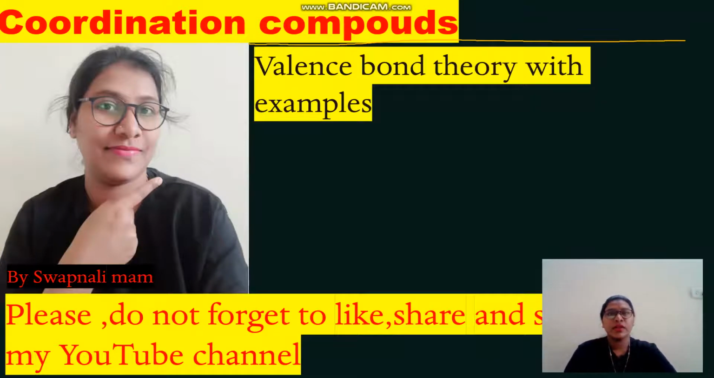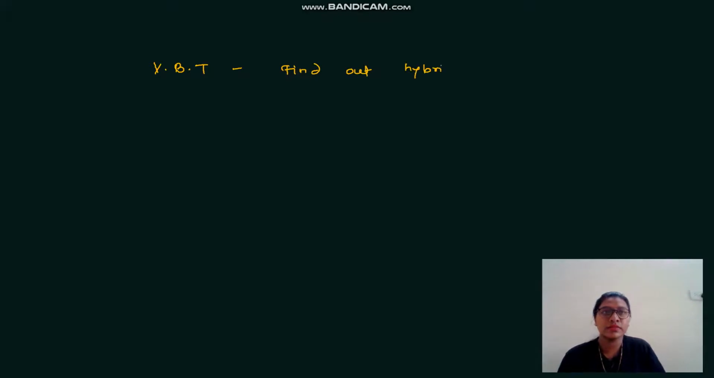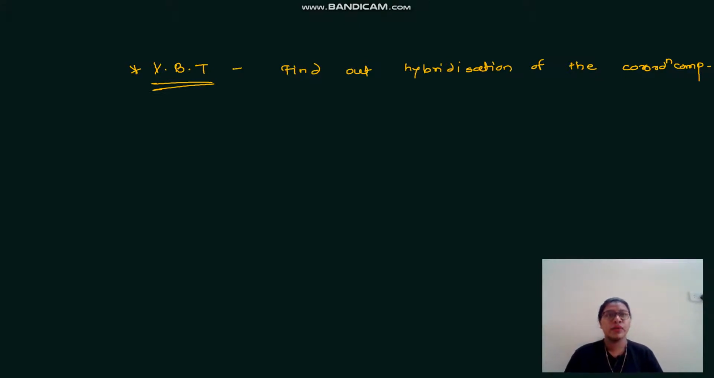Now we can see valence bond theory. Why do we study the valence bond theory? Because with the help of valence bond theory, we can find out the hybridization of the coordination compound.